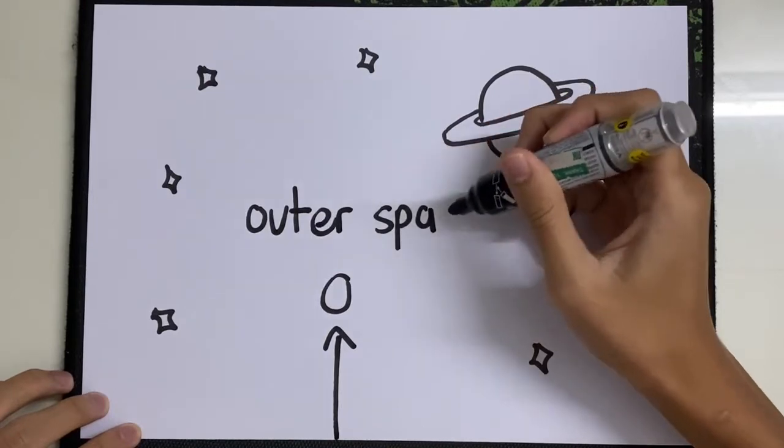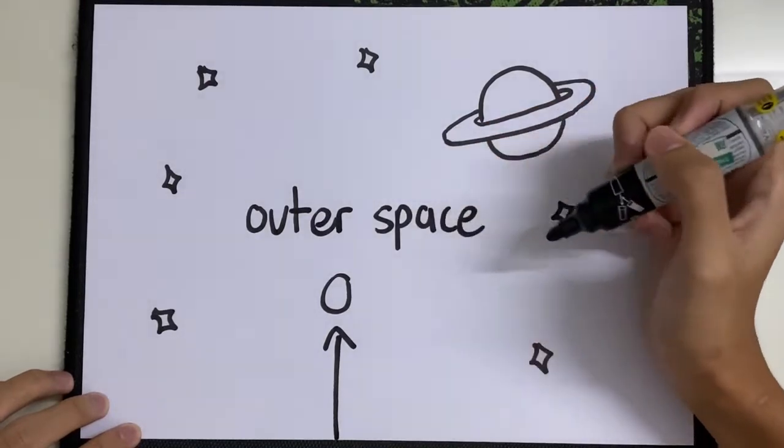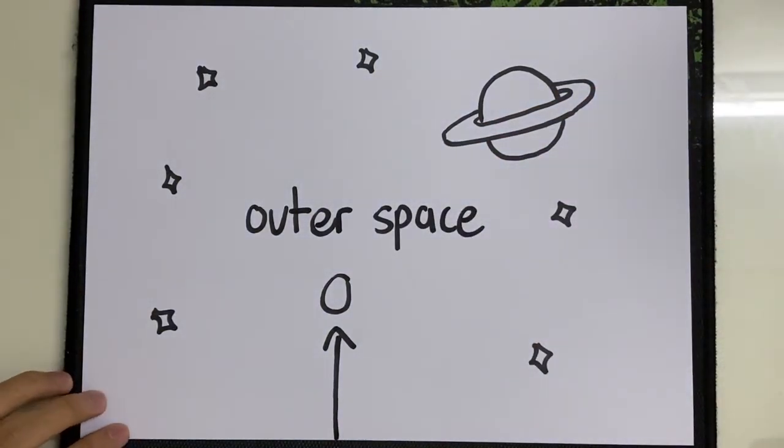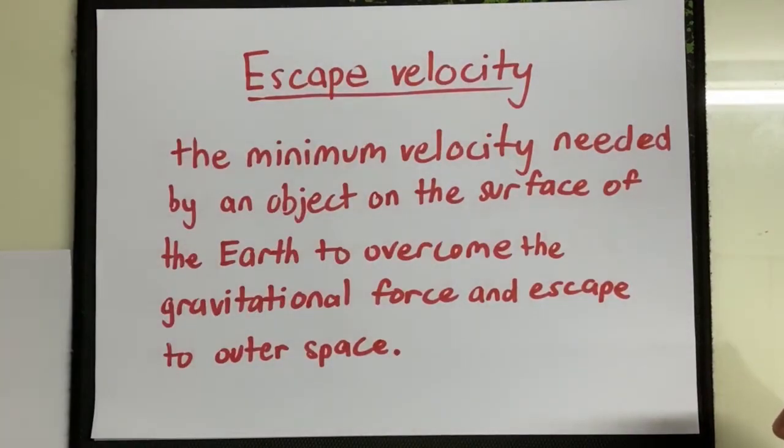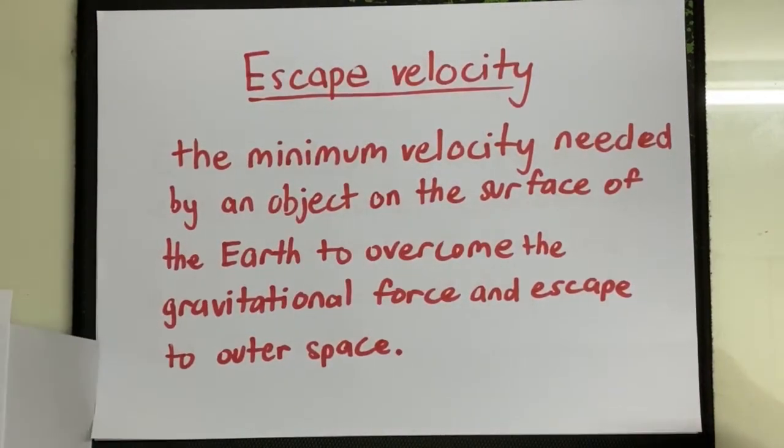This is also known as escape velocity, or in other words, the minimum velocity needed by an object on the surface of the Earth to overcome the gravitational force and escape to outer space.